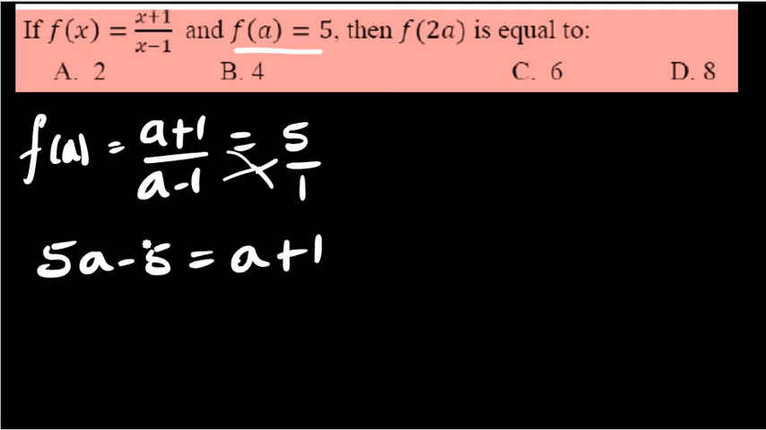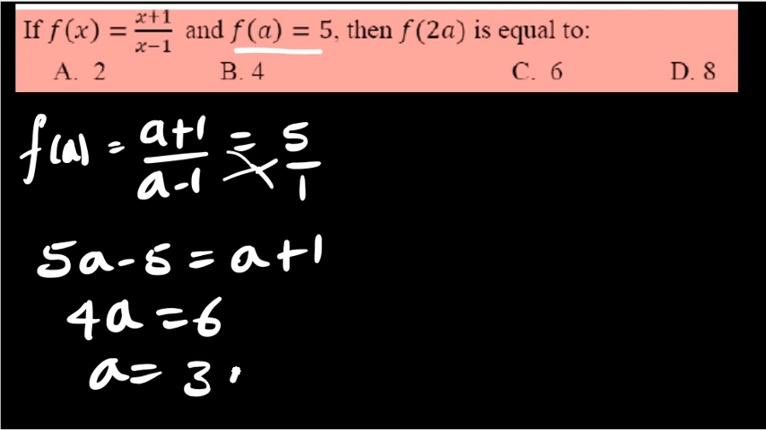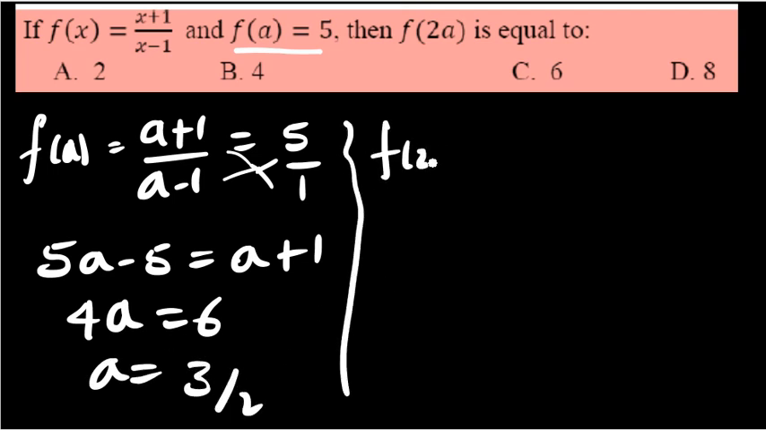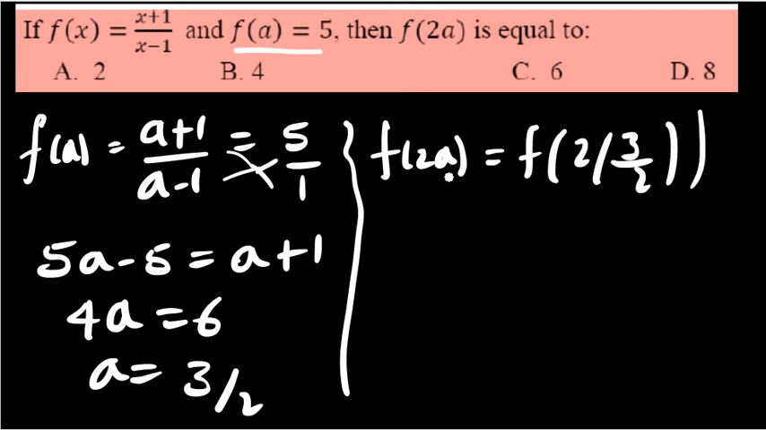Then collect the like terms, bring the a here. It will be 4a is equal to 6. So the a value is equal to 6 over 4, or we can say 3 over 2. This is a. Then we are asked f of 2a. That means f of 2 times 3 over 2. We have the a value already here. Then cancel the 2. So what's left? F of 3 is left.